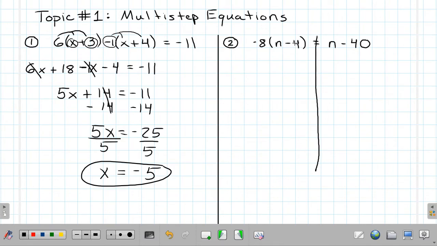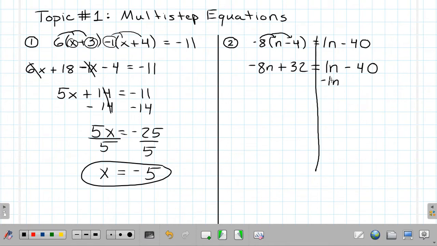Okay. But the thing here is we see parentheses, so that means we need to take this negative 8 and distribute. So we have negative 8n, and then this minus 4 is going to become a plus 32. And if you need to, technically you could put a 1 in front of this n. So you got a choice here. You can either subtract 1n from each side, or you can add 8n to each side. And it's actually up to you. But as I've done before, I like to stay consistent with it.